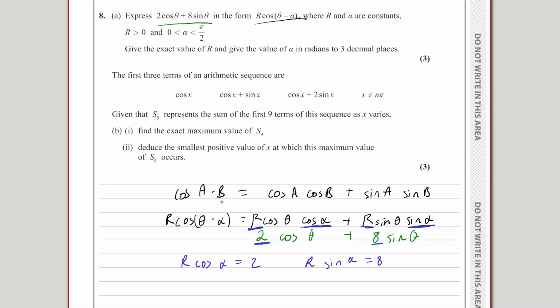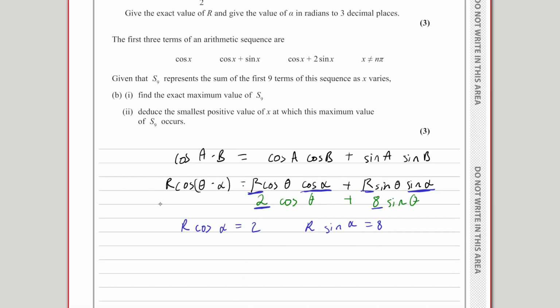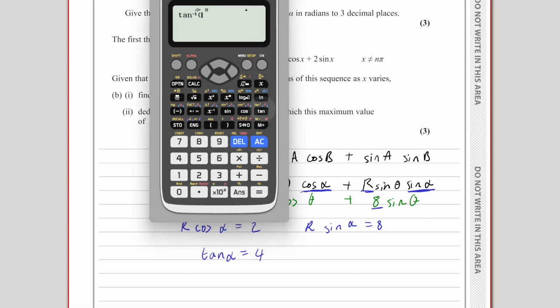So I can find alpha by doing my sin over cos, which makes a tan. So I'm dividing my sin equation by my cos equation. So the r's cancel out. Sin alpha over cos alpha makes tan alpha, and 8 over 2 makes 4. So shift tan 4, 1.326.